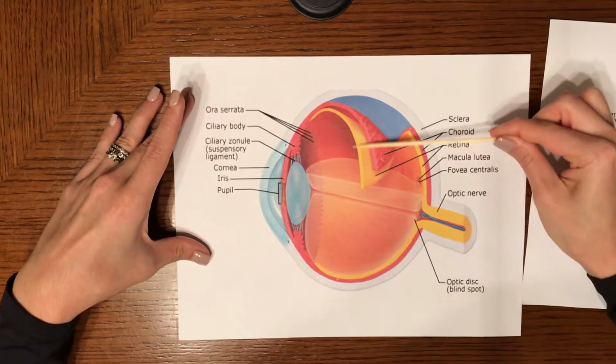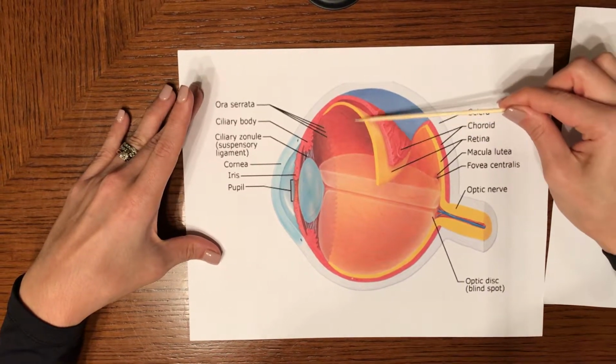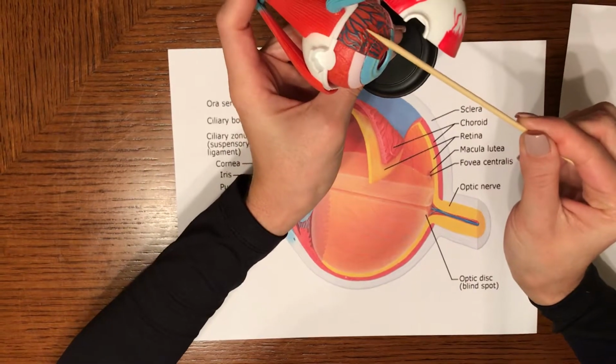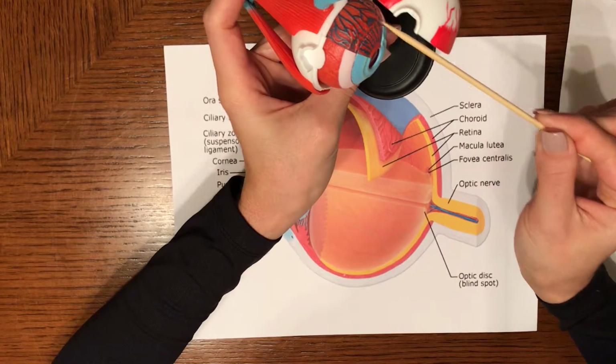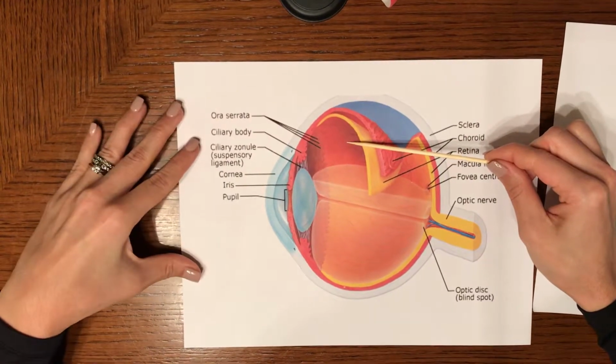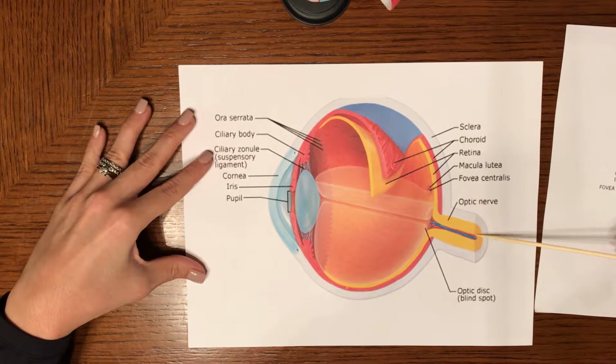Now here we have the retina. The retina is the inner layer of the back segment of the eye, which contains the layers of nerve cells that receive light rays that enter the eye through the pupil and convert these light rays into electrical impulses which are relayed to the brain via the optic nerve.